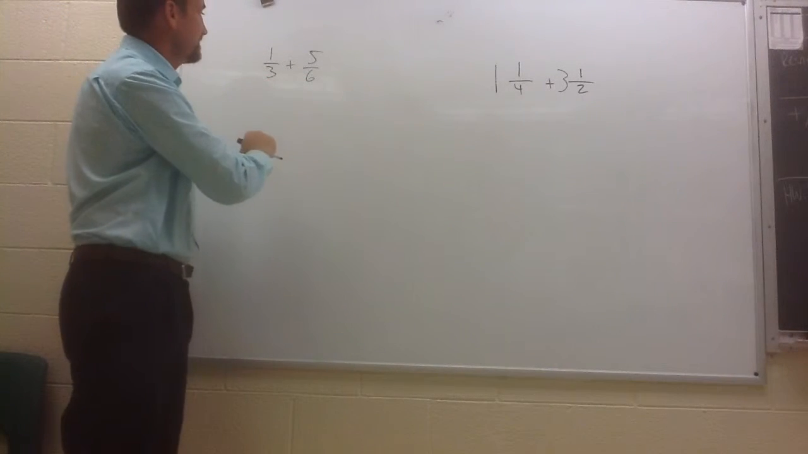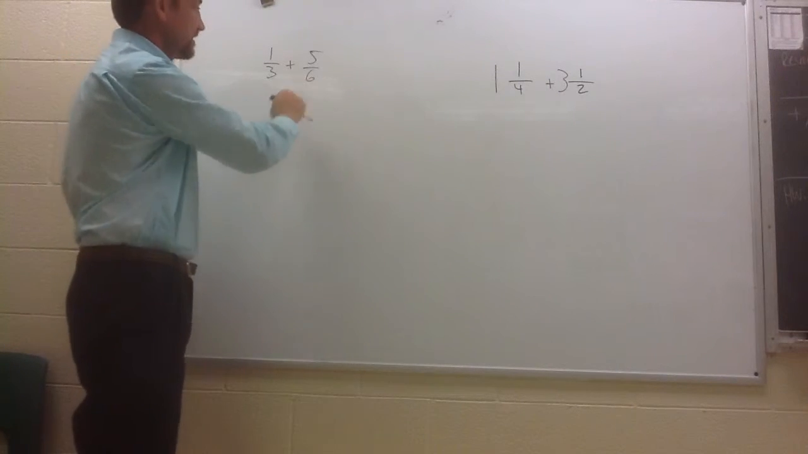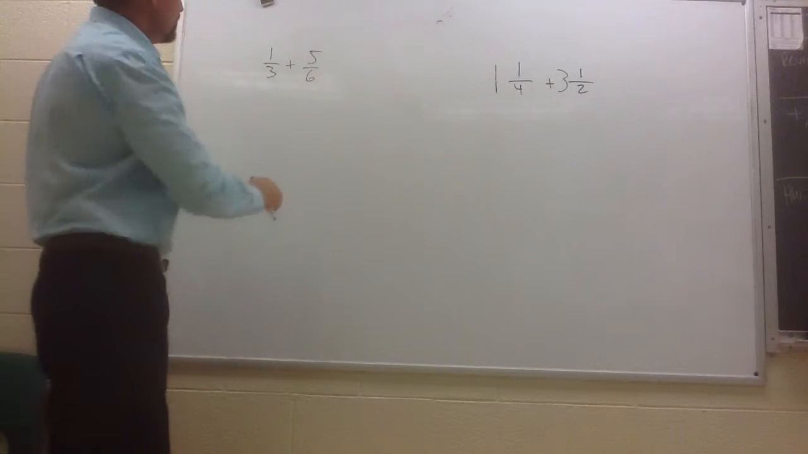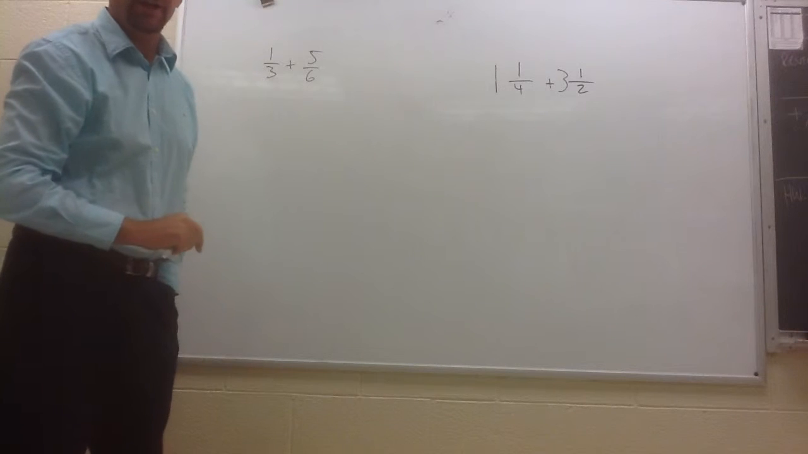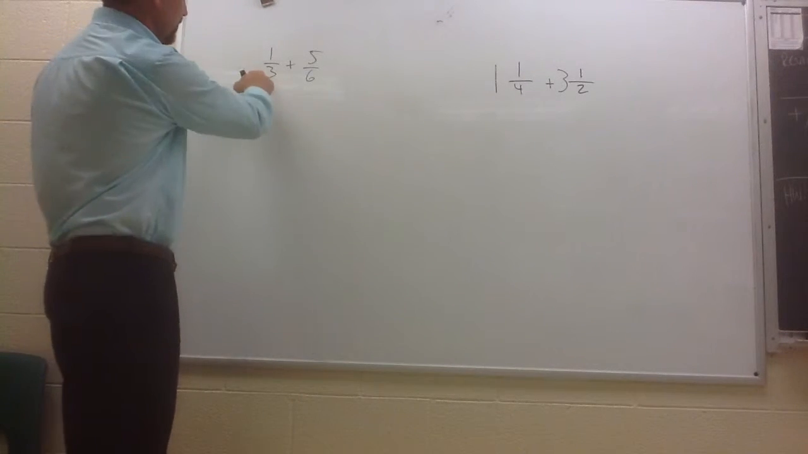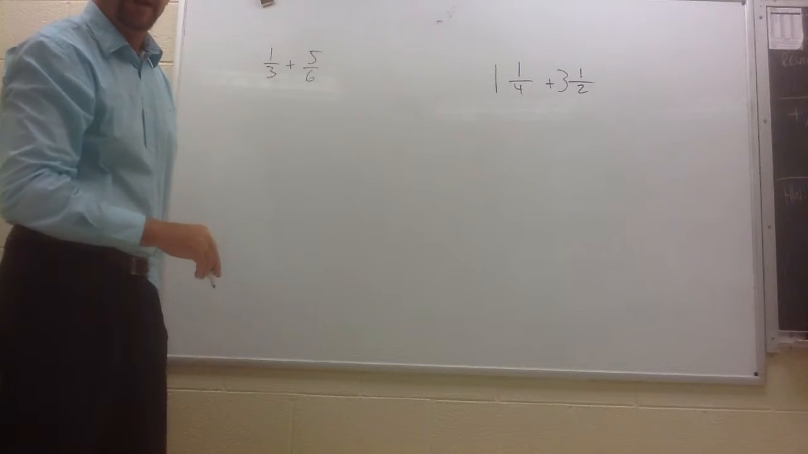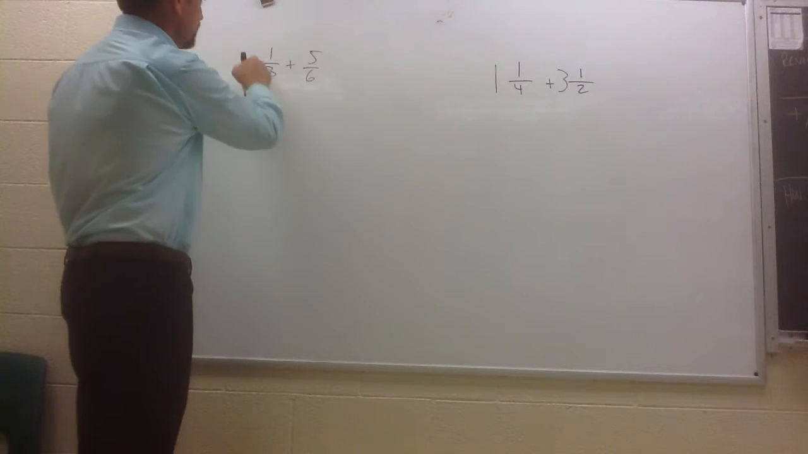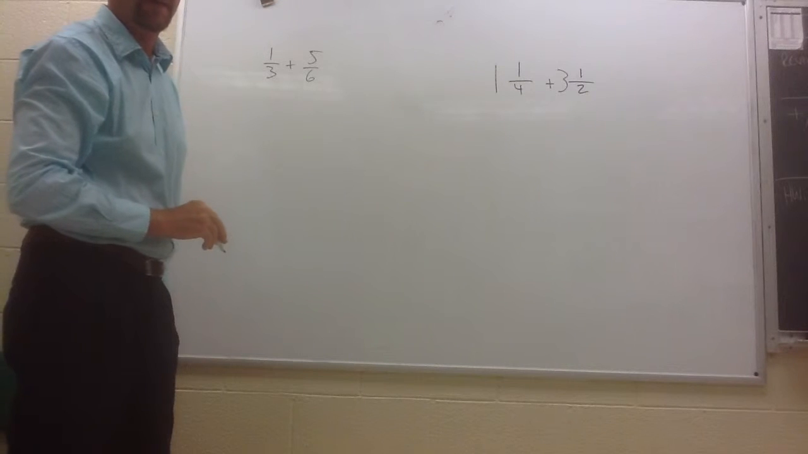This one on the left has a denominator of 3. This guy has a denominator of 6. So we're going to rename this one, and we're going to change this denominator to a 6. And the way we're going to do that, we can multiply it by 2. But in order to keep things equal, we also need to multiply the numerator by 2.